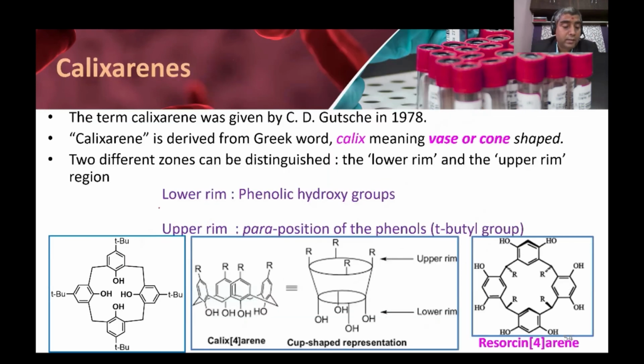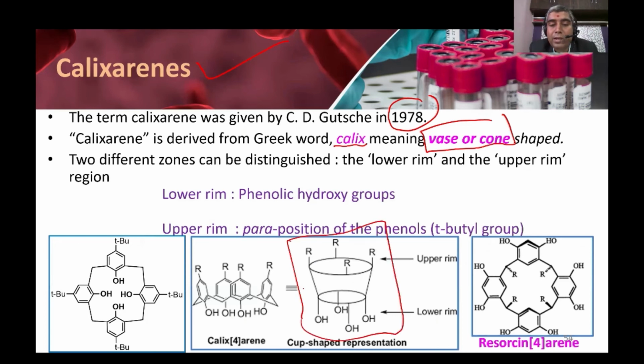The third generation of supramolecules, that is calixarene. The term calixarene was given by C.D. Gutsche in 1978. Calixarene is derived from a Greek word meaning calyx. Calyx means a vase or cone-shaped molecule. We can see here in the bottom image, it looks like a cone or vase-shaped molecule, a flower pot.